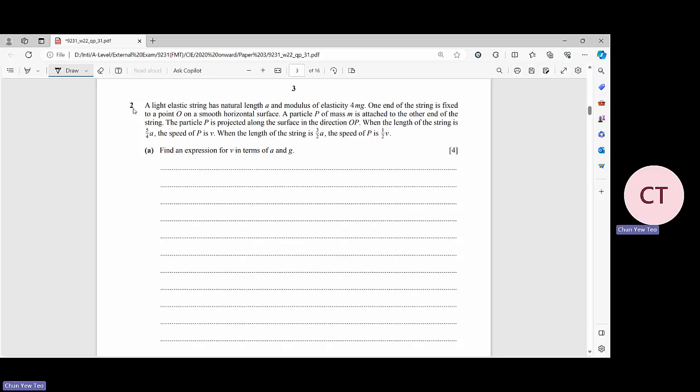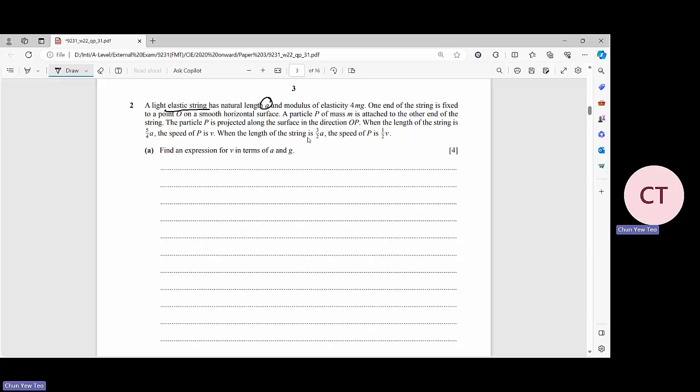Okay, now we take a look at question number 2. A light elastic string, so the string is elastic, that will be involving Hooke's law, has natural length a and modulus of elasticity 4mg. One end of the string is fixed to a point O on the smooth horizontal surface. A particle P of mass m is attached to the other end of the string.